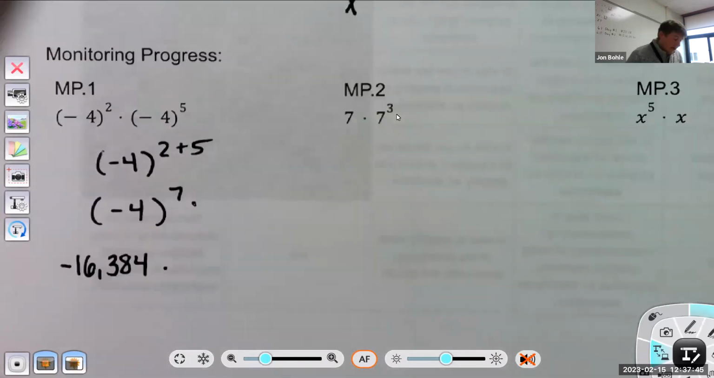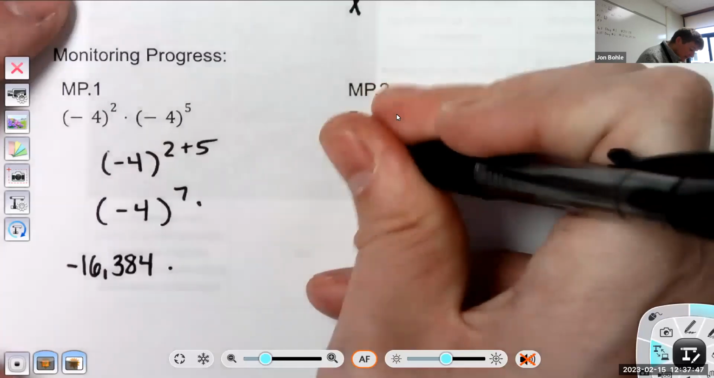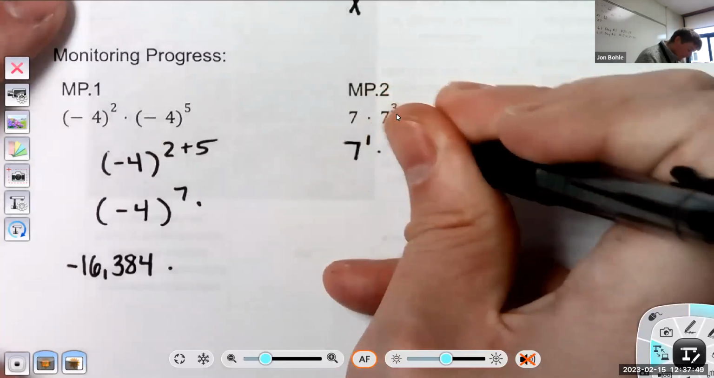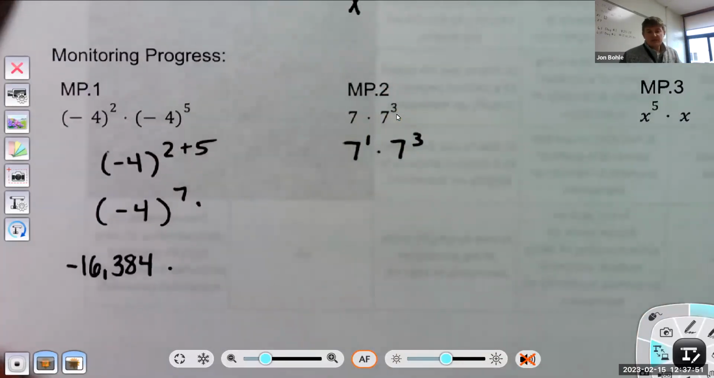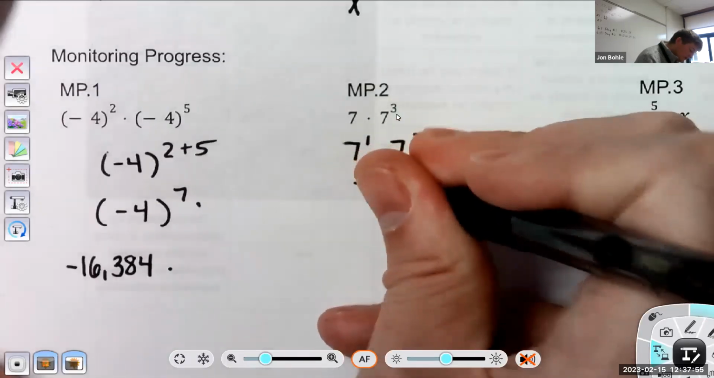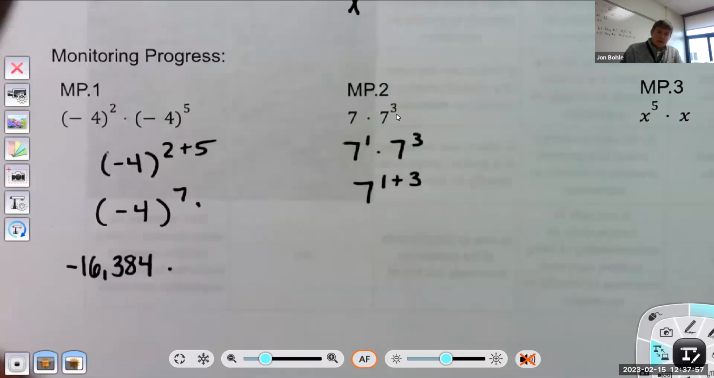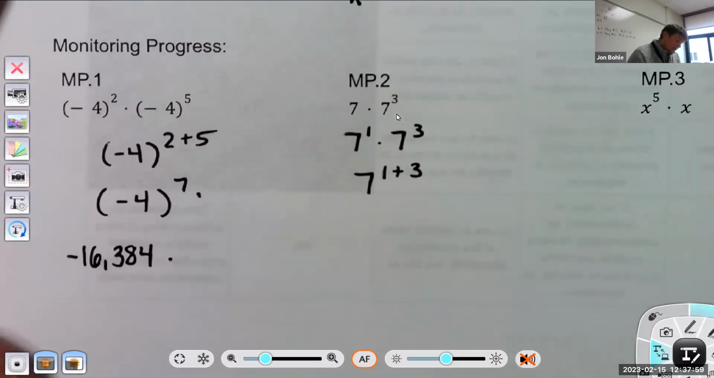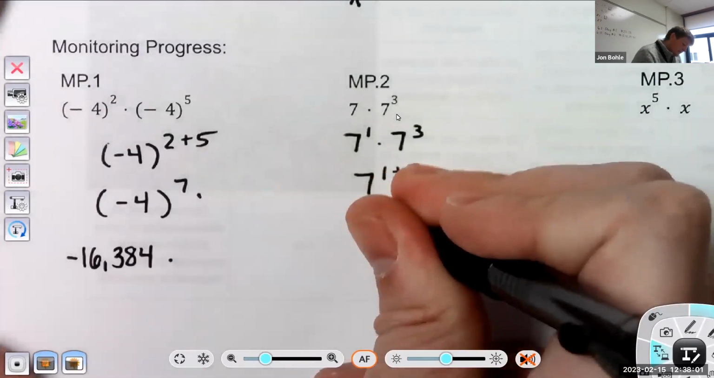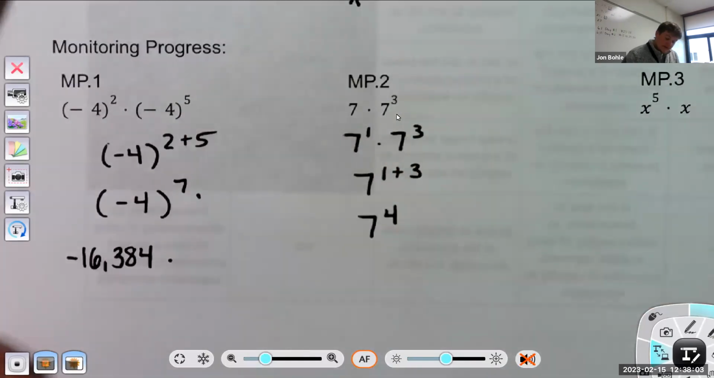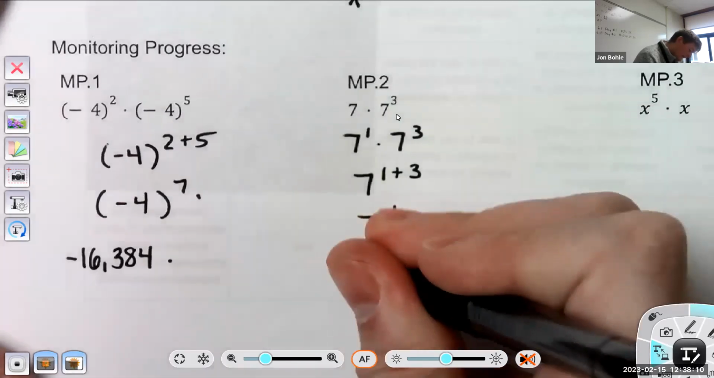Okay, on number 2, I have 7. Just regular 7 is 7 to the 1st power. So I'm going to keep those bases. I'm multiplying. Since I'm multiplying, I add the exponents together. So 7 to the 1 plus 3 power. 1 plus 3 is 4. So 7 to the 4th power. 7 times 7 times 7 times 7 is 2,401.